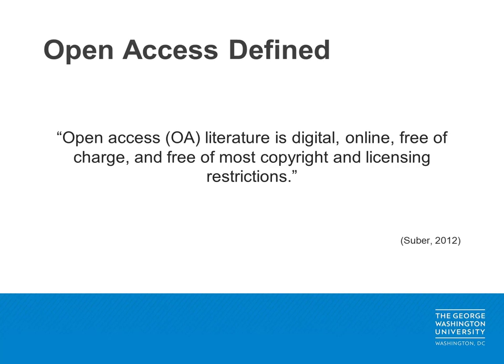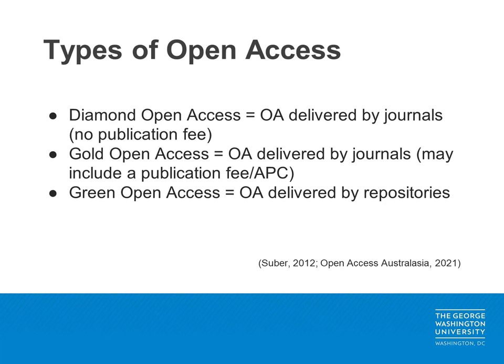In its most basic form, open access can be defined as, quote, literature that is digital, online, free of charge, and free of most copyright and licensing restrictions. The model suggested by this definition aims to remedy readership and distribution problems associated with traditional publishing models. But as we will discuss, the question of production as related to open access in its current forms are somewhat more complicated. There are three primary types of open access that we will cover today.